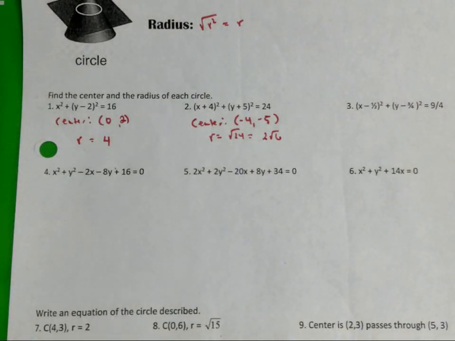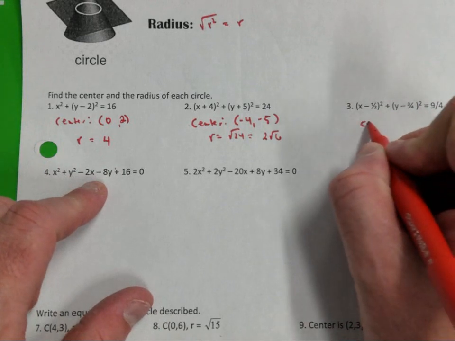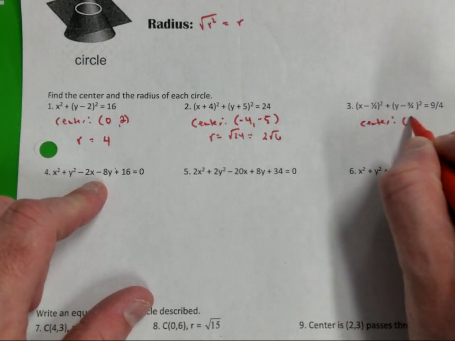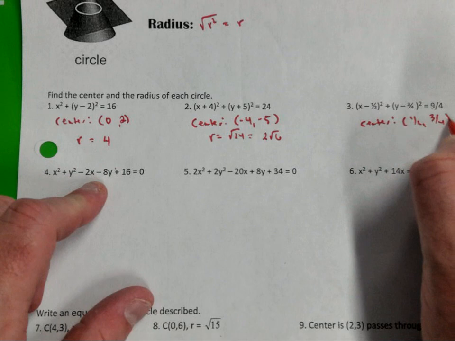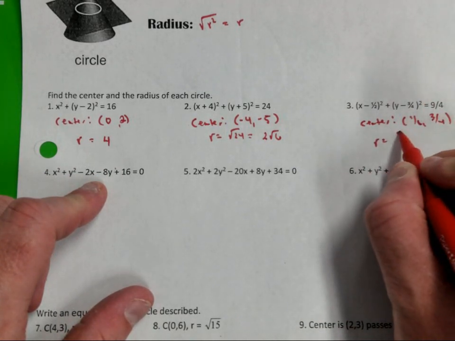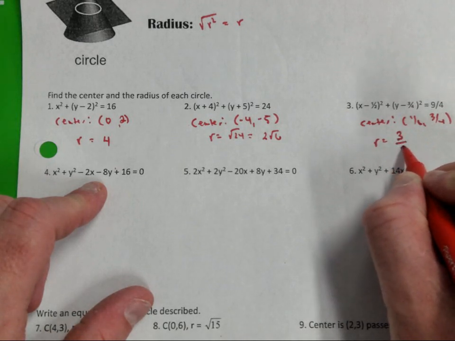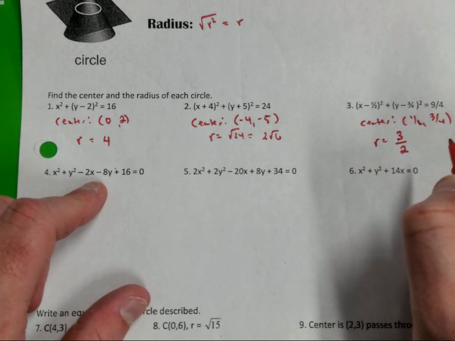Alright, let's look at number 3. What will be my center here? I'm not going to make you graph anything like that, but what's your center here? 1/2 and 3/4. Your radius, you take the square root of 9. Square root of 9, class. Square root of 4. 2. You better respond to me. I'm about to get my gavel out.